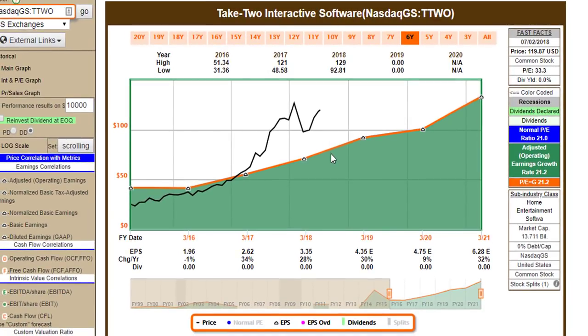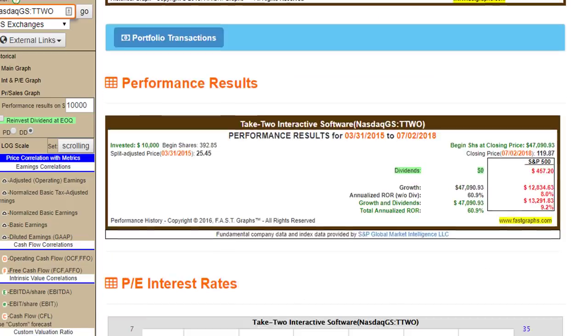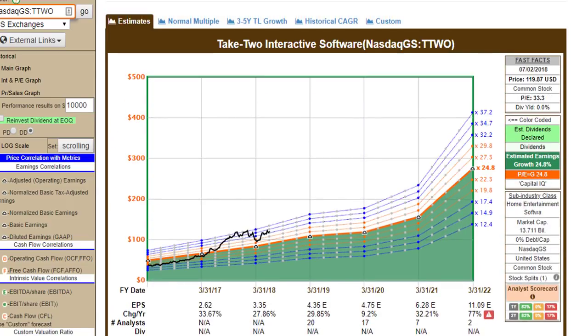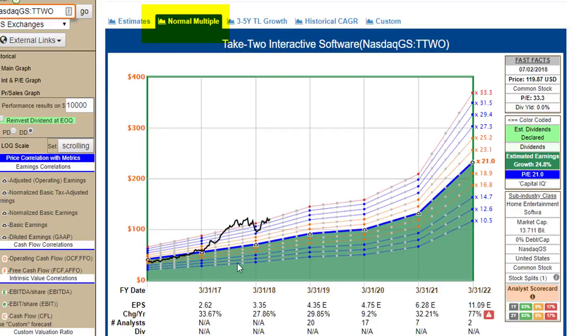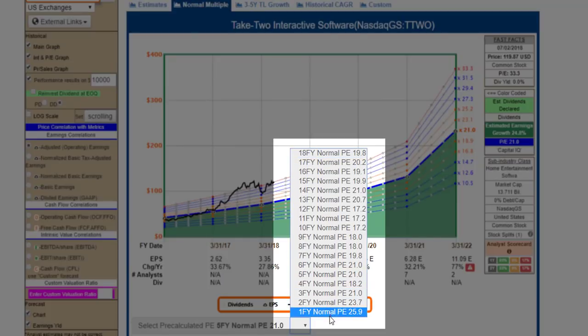Now, another thing I like to check, the PE ratio currently is 33.3, which is excessively high. If I put the normal PE here over this time frame, it's been about 21. And I'm going to go down to these forecasting calculators again. I'm going to go to the normal PE calculator, and I'm going to look at what type of PE ratios the market has traditionally applied. And it's really been in the 17, 18, 20 range.